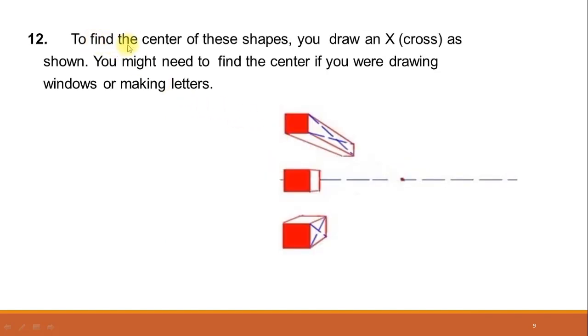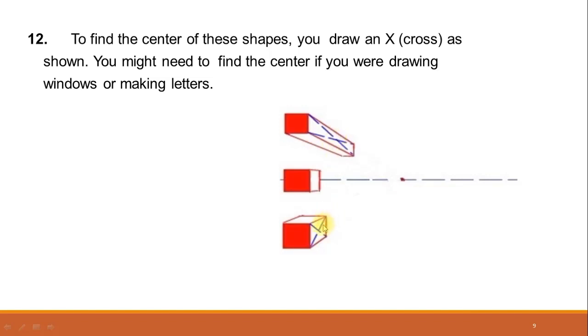Now, to find the center of these square shapes, you draw a cross as shown here. Draw the cross line. Cross line means join this corner to this corner and join this corner to this corner. These lines are called diagonal lines in mathematics. Where these two diagonal lines touch each other, this point will be the center of the figure. So this is the center of this square.